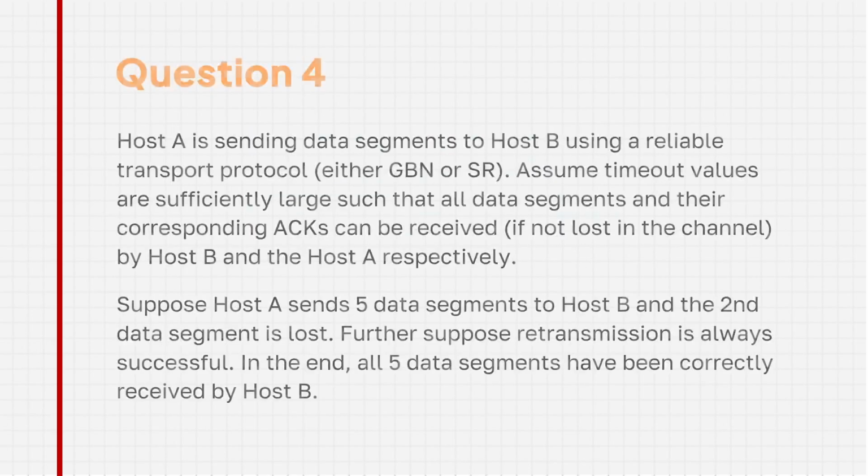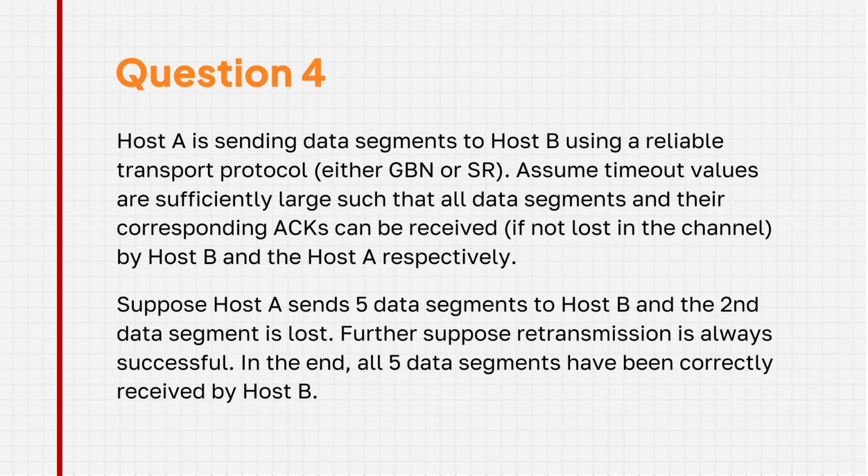Now, host A sends data segments to B using a reliable transport protocol. We assume that the timeouts are sufficiently large such that all data segments and their corresponding ACKs can be received if not lost. Thus, we assume here that premature timeout will not occur. So suppose that host A sends 5 data segments to B and the second data segment is lost. Further, we suppose that retransmission is always successful. Anyone knows what this means? This means that when you resend any packet, it will not be lost. That is what the line means.